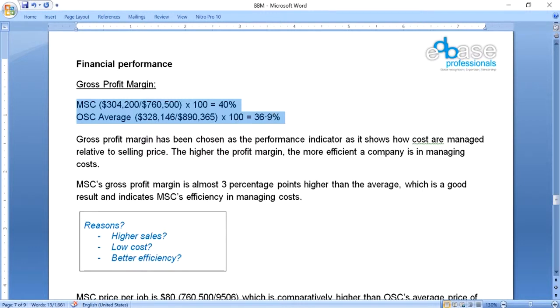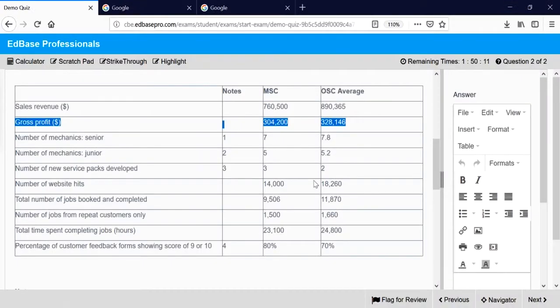That means obviously this is very, very good. MSC was able to manage cost in a better way. Now we have to state it. So just state it: MSC's gross profit margin is almost 3 percentage points higher than average, and then you need to back your answers. Now when you find out the reasons why that happened, you can just look at the table.